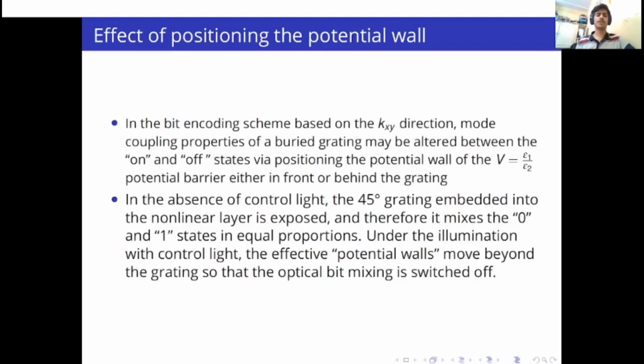So what is the effect of positioning the potential wall? In a bit encoding scheme based on the kx, ky direction, that is based on the polarization of our electric field mode, the coupling properties of the buried grating may be altered between on and off just by positioning the potential wall, either in front of or behind the grating. So, in the absence of control light, the 45 degree grating embedded in the non-linear layer is exposed, and therefore it mixes the 0 and 1 states in equal proportion. In the presence of control light, the effective potential moves beyond the grating so that the optical mixing is switched off. Therefore, just by shifting the potential, we are turning on and off this mixing between 0 and 1 states.